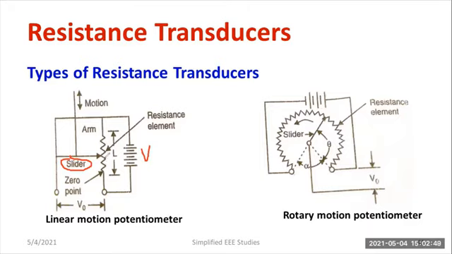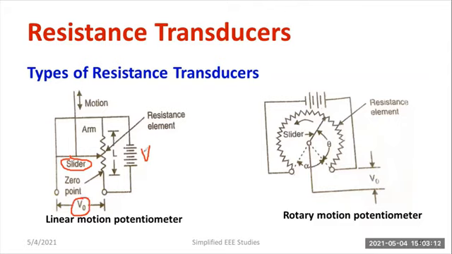The slider is directly connected to the moving object. Whenever linear motion takes place, the position of the slider also changes. With respect to changes in the position of the slider, you will get the output voltage. So it will act as a voltage divider.